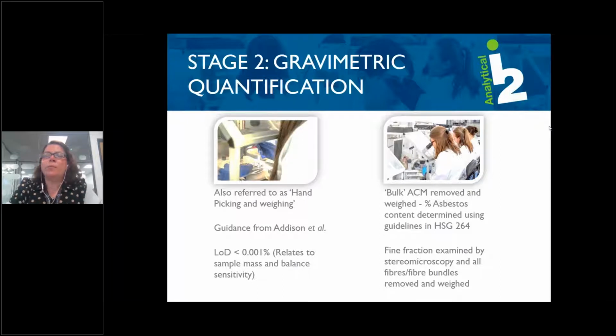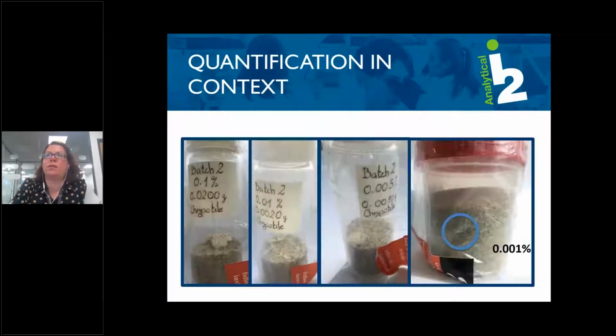And what we do is we remove anything that we find and we weigh it. And if it is the bulk material, we use the percentage content from HSG 264 to say, oh, that's a lump of cement, that's X% asbestos based on the type that it is. So actually, that's fine, we know what that is, and we go through and we quantify it that way. The fine fraction is examined by stereomicroscopy, and all of those fibres, fibre bundles, ACM pieces are removed and weighed. That gives us our total overall asbestos content using the stage 2 quantification method.